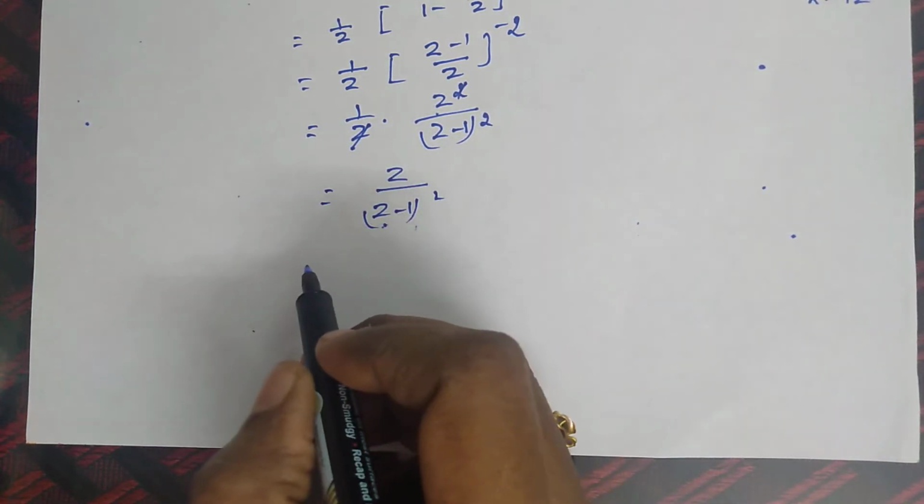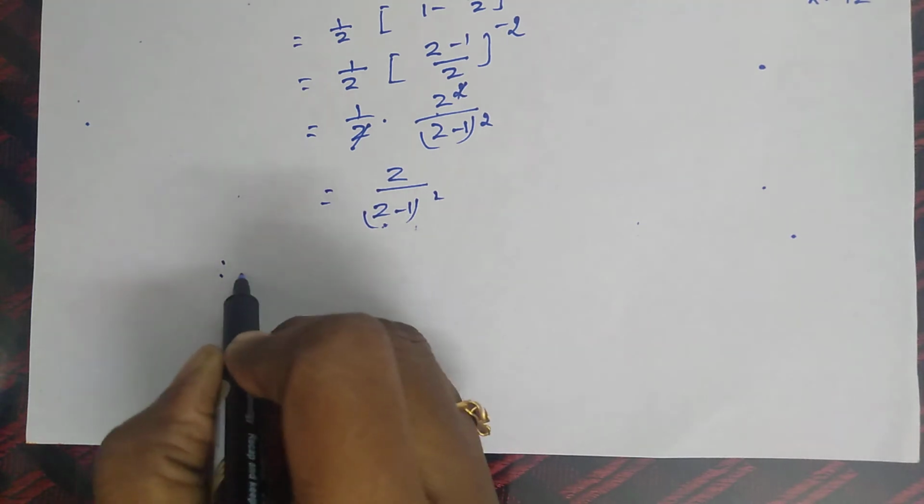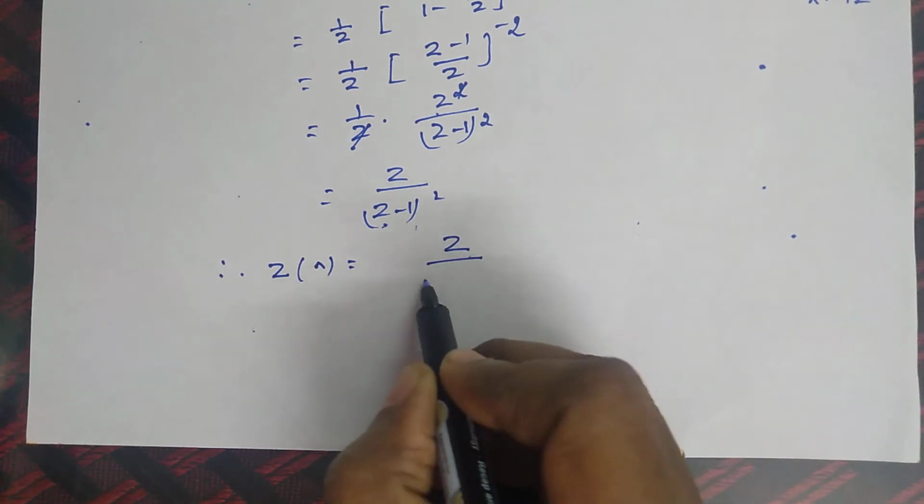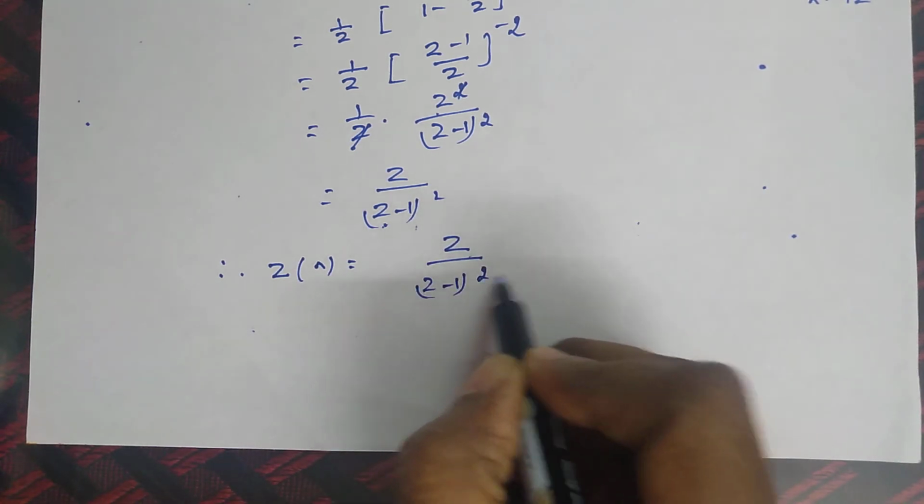So what is our left hand side? Left hand side is Z of n. Therefore the Z transform of n is equal to z by z minus 1 the whole square.